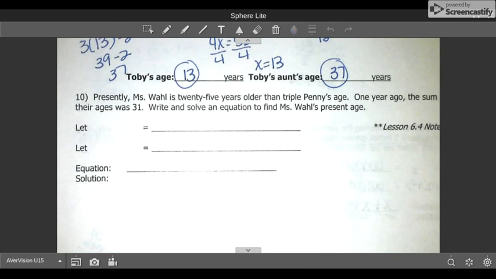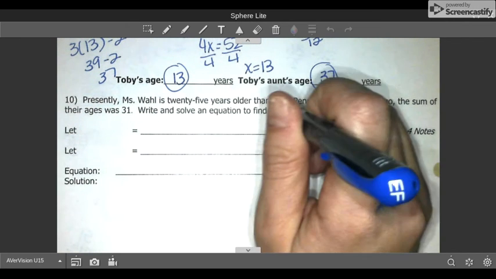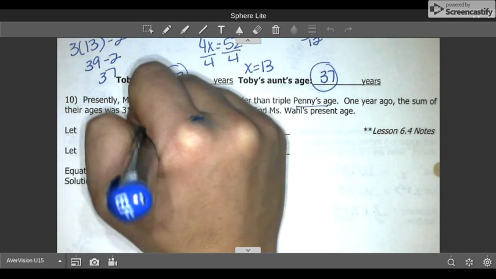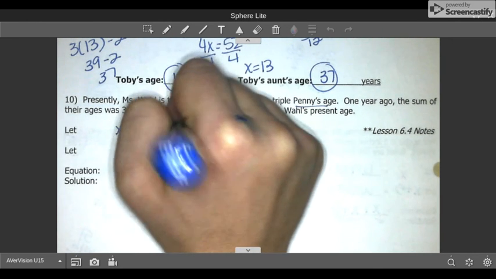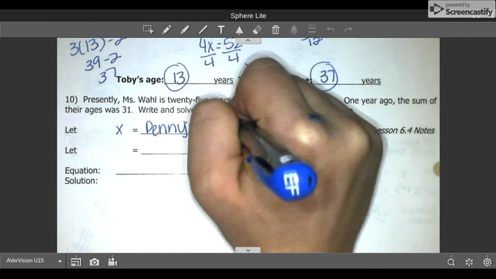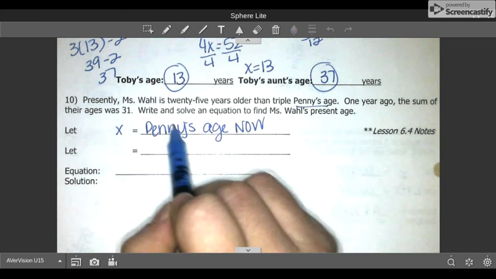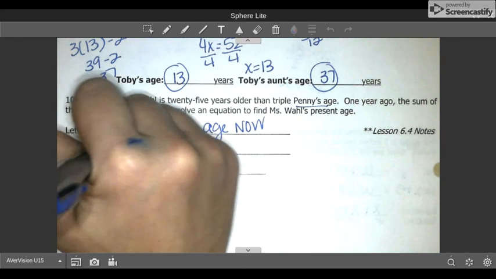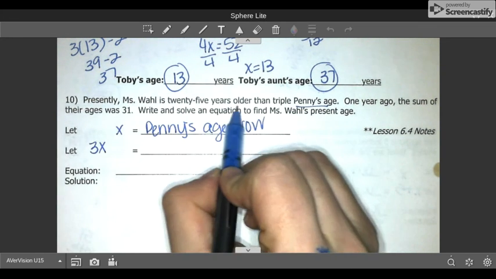Presently, Miss Wall is 25 years older than triple Penny's age. 1 year ago, the sum of their ages was 31. Okay, write and solve an equation to find Miss Wall's present age. So presently, Miss Wall is 25 years older than triple Penny's age. So I'm building off of Penny's age. So I'm going to let X equal Penny's age now. And then I'm 25 years older than triple Penny's age. So that means I'm going to triple Penny's age. But I'm 25 years older than that.